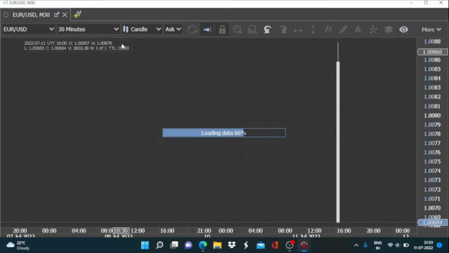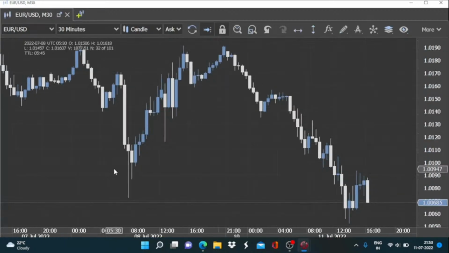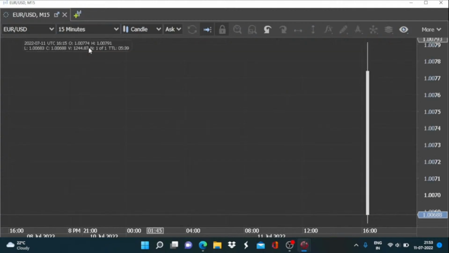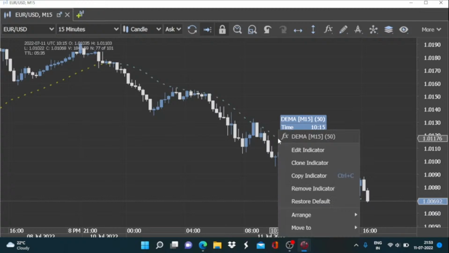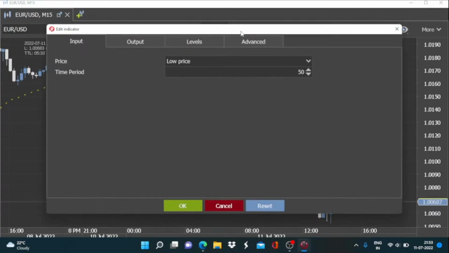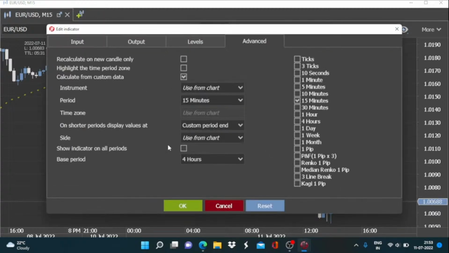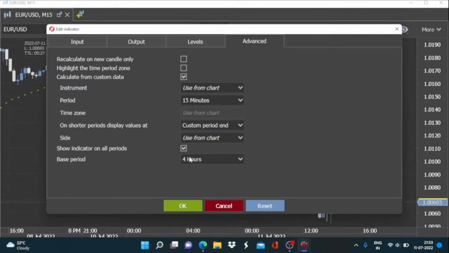It's taking time. I think this is because of the network connection. Okay. So we got this hourly plotting of the Euro USD and no DMA is there. But if I make it again 15 minutes, the DMA is there for all of us to see. Now I will make it show indicator on all periods. So it will show up.